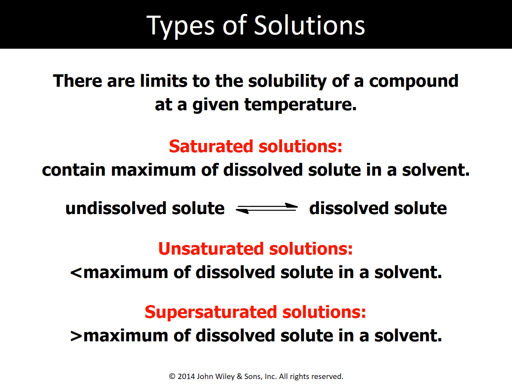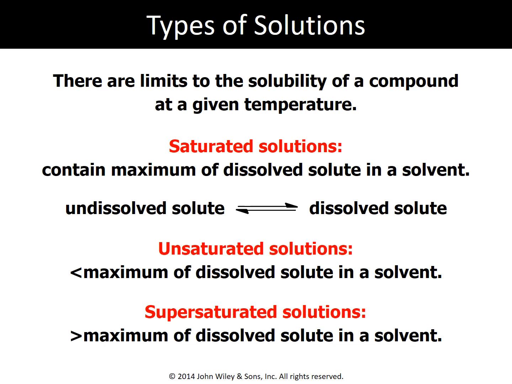These are the last three terms for this section that I want you to know. We know that there are limits to how much solubility a compound can have at a given temperature. So when we're talking about saturated solutions, we have the maximum amount of dissolved solute in a solution. So here undissolved solutes and our dissolved solutes are going to be in equilibrium. Our unsaturated solutions are going to be less than the maximum, so a lower amount, and our supersaturated solutions are greater than the maximum amount of dissolved solute.